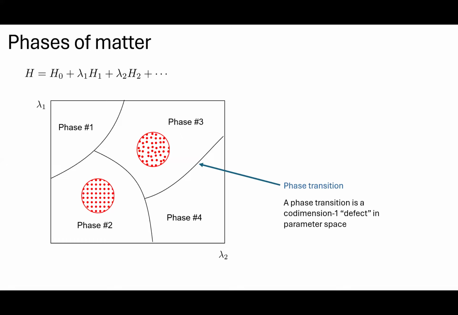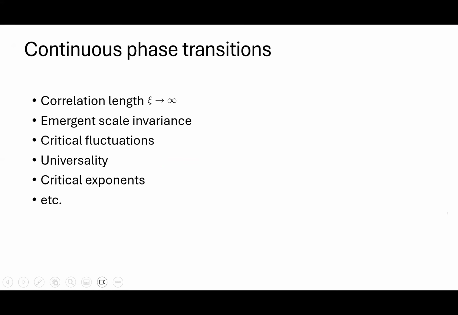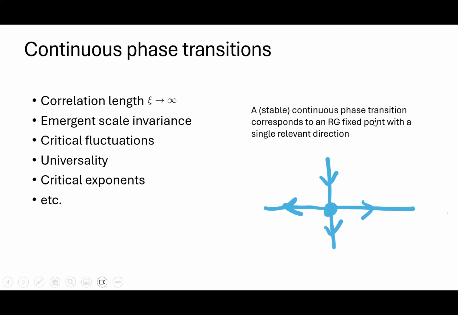But then there are more interesting phase transitions, which are continuous phase transitions. Continuous phase transitions have a lot of interesting stuff going on. They have a diverging correlation length, which means you have an emergent scaling invariance. There are critical fluctuations, as well as fluctuations on all length scales. There are universality classes, critical exponents. So many things you can say about continuous phase transitions. From an RG perspective, a continuous phase transition, at least if it's stable, would be an RG fixed point that has a single relevant direction. So you add the relevant operator, and it will drive you into one phase or the other phase, depending on its sign. So that would be a continuous phase transition.